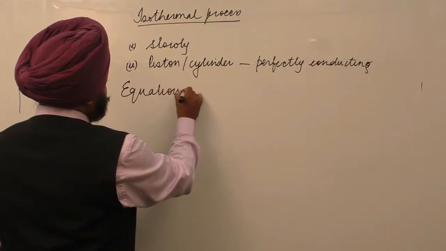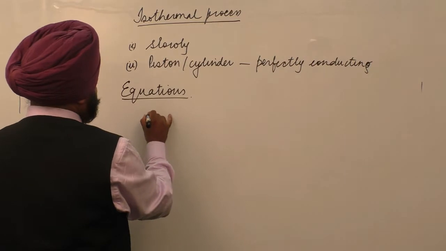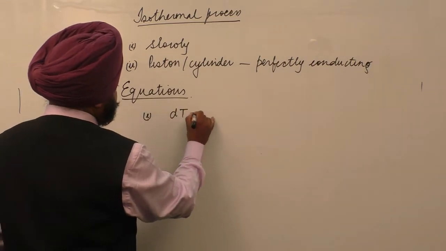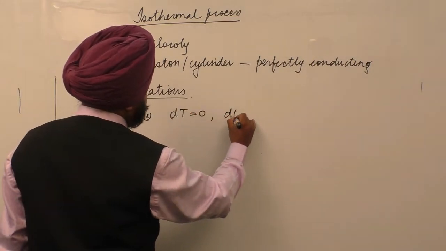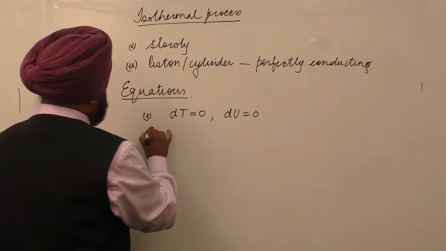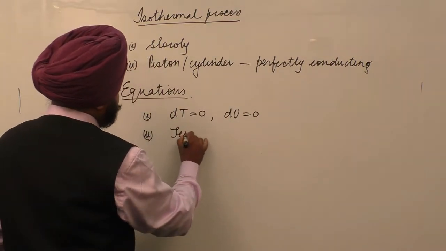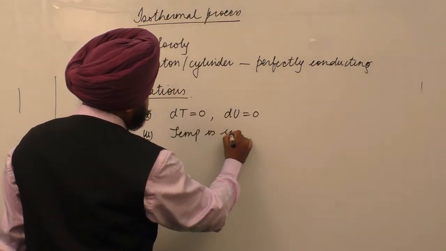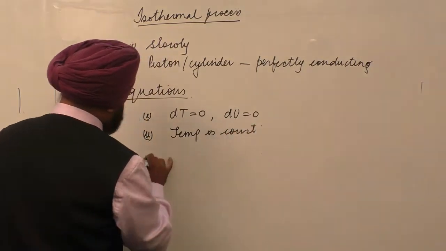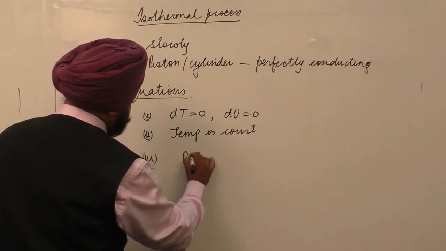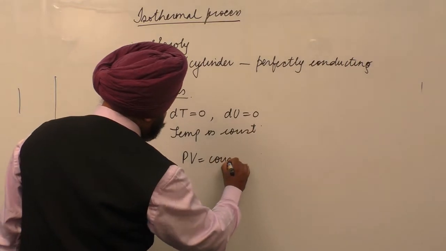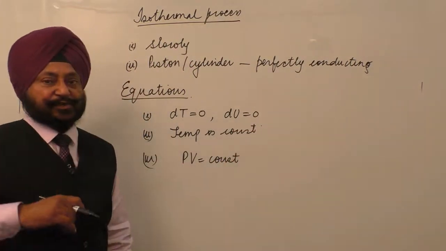What are the equations of an isothermal process? Number one equation is that dT is equal to 0, or we say dU is equal to 0. And number two equation is that temperature is constant. Right? Now, since temperature is constant, that means PV must be equal to constant. This is another relation, because PV is equal to nRT.